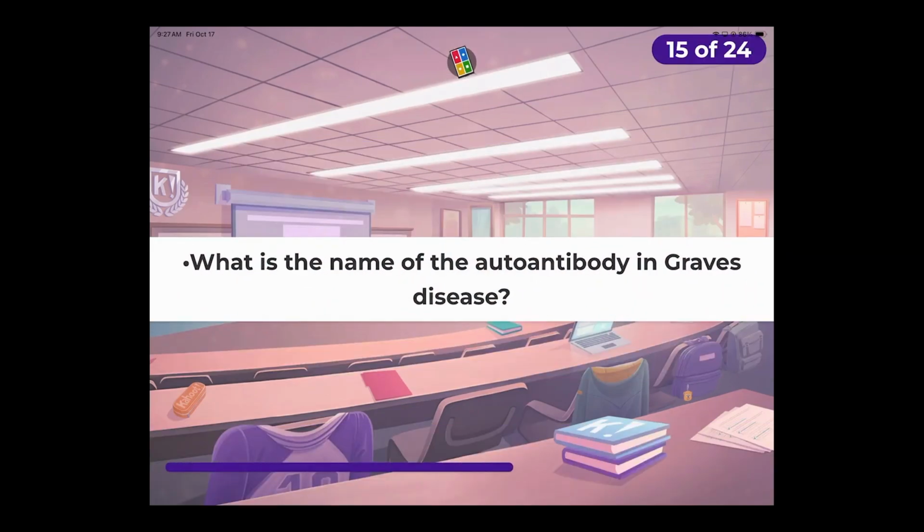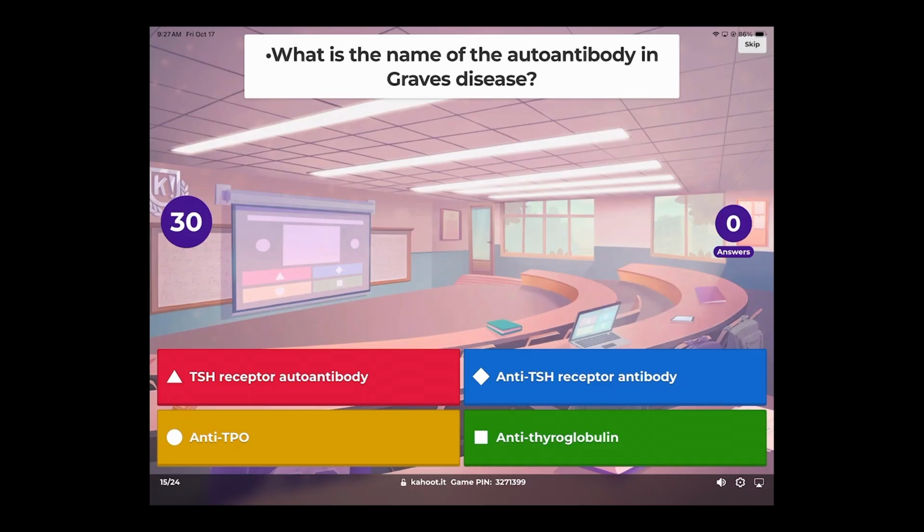What's the name of the autoantibody in Graves' disease? These are all real ones. These aren't fake. They're all real.